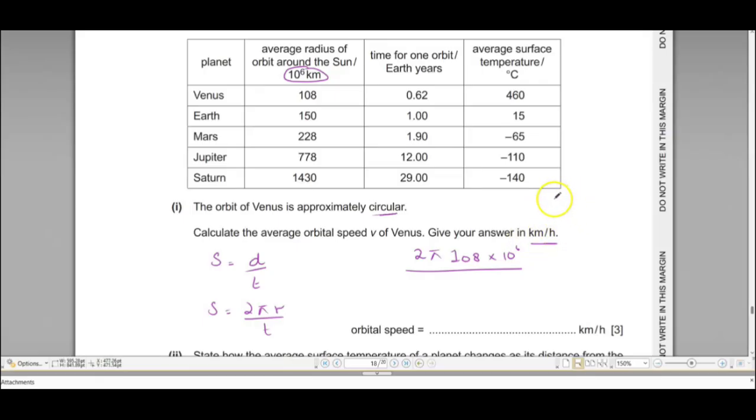So in one year there are 365 days, and in one day there are 24 hours. So we are going to multiply these two together to get our hours in a year. So there are 8,760 hours, multiplied by 0.62, since this has to be converted. So this gives us an answer of 124,941.8, and this can also be written as 1.2 × 10^5 kilometers per hour.